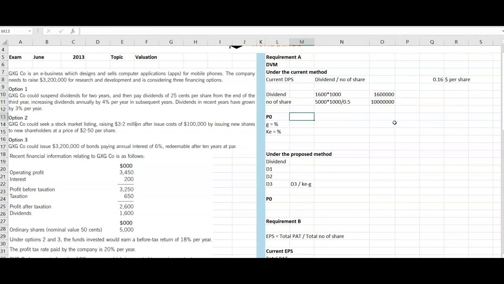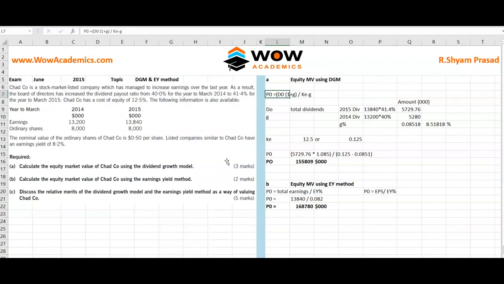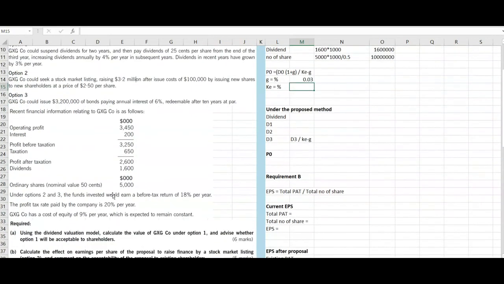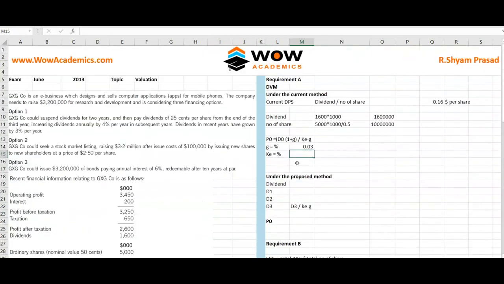So how does this dividend grow? We'll have the formula. We'll value it, and we have to get certain percentages: a G number and a KE number. For G, he has already told us that dividends in recent years have grown at 3%, so we can have it as 0.03. KE was mentioned in the last, which is 9%, so we'll have KE as 0.09. We have both the numbers. Now we can easily find out the value.